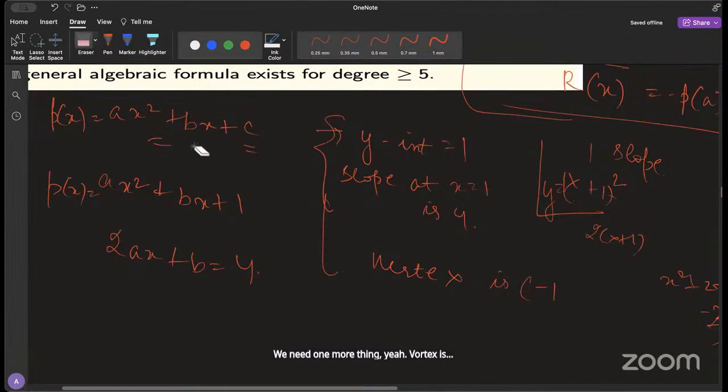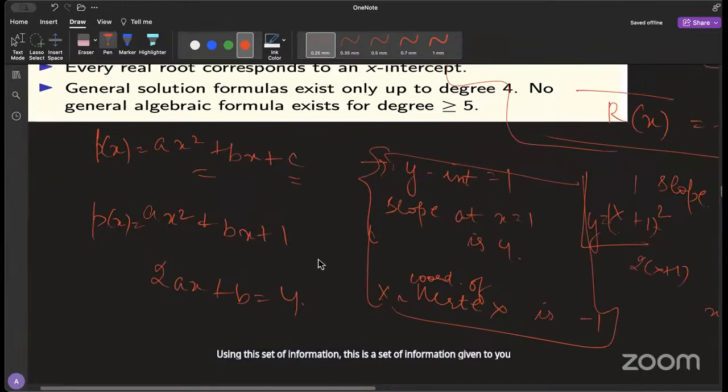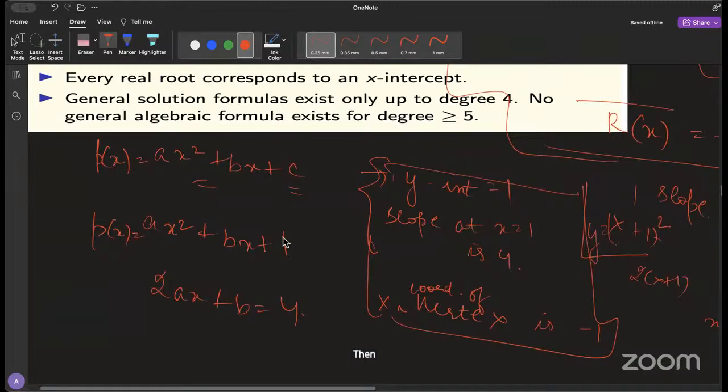So let's say the x coordinate of the vertex is -1. If this is given to you, and using this set of information you have to find the equation of the parabola, then c is already found, and you need to find a and b, right?